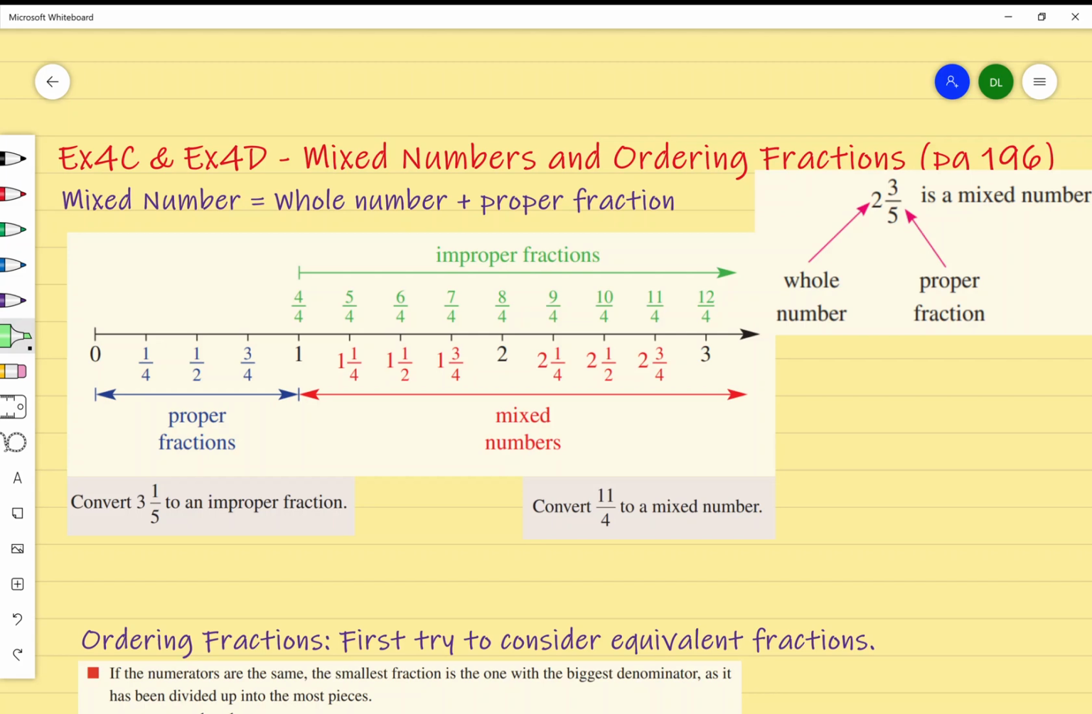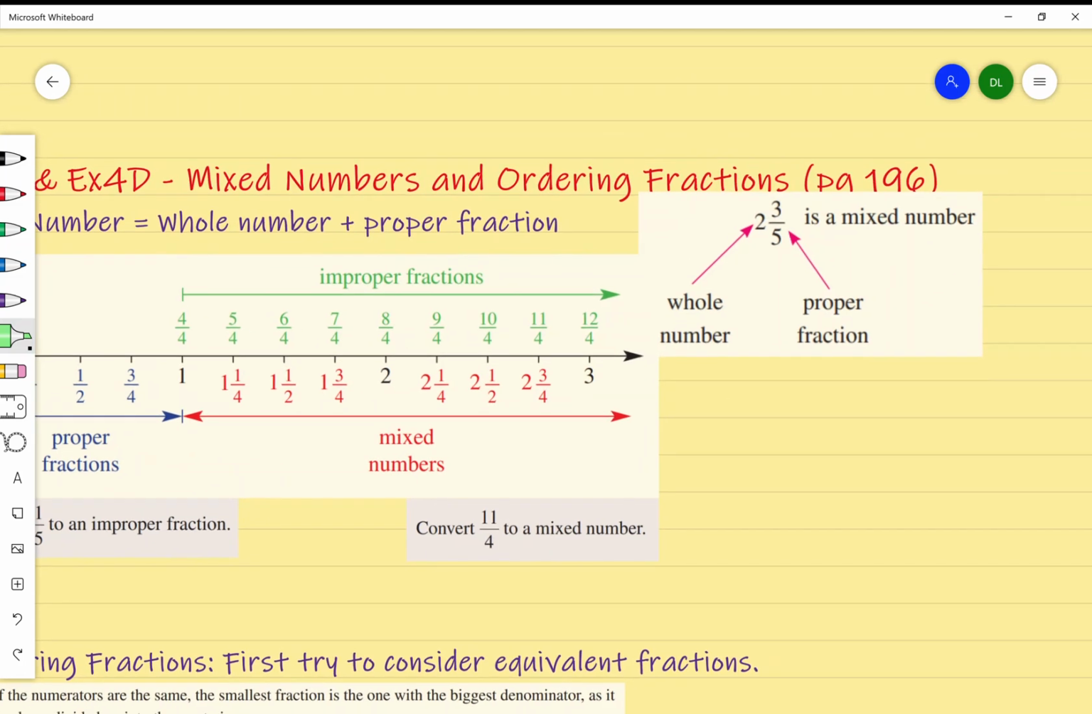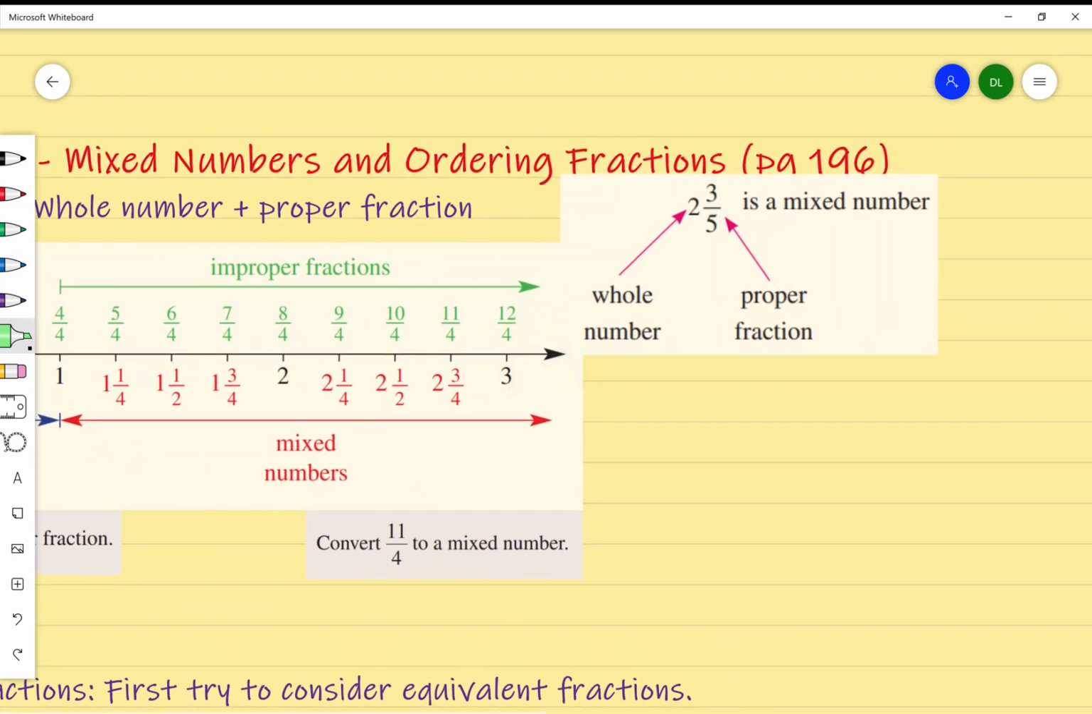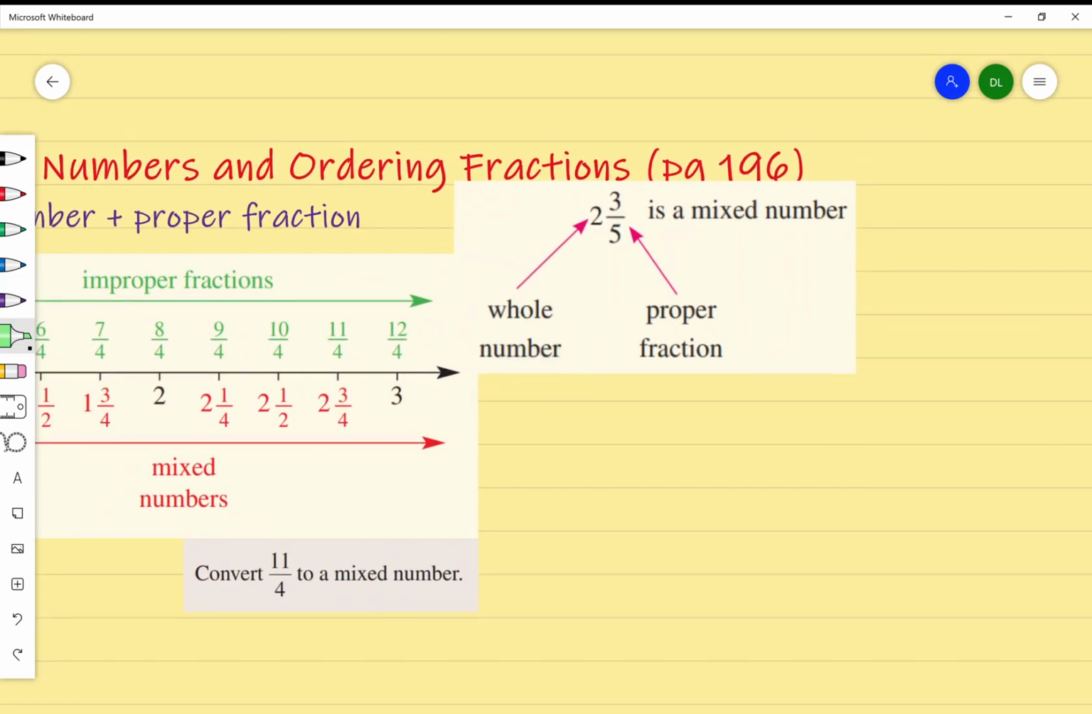Noah? Thank you. It has a mix of a whole number and a proper fraction. Hopefully you guys have already drawn this in your book. We can see over here, 2 3/5 is a mixed number because it's a combination of a whole number and a proper fraction.